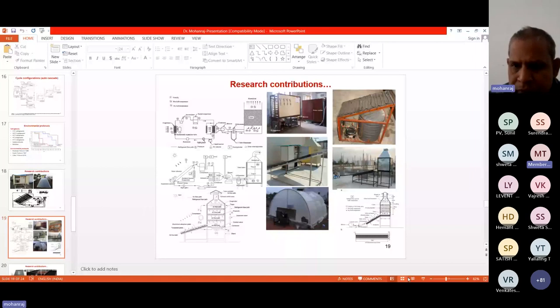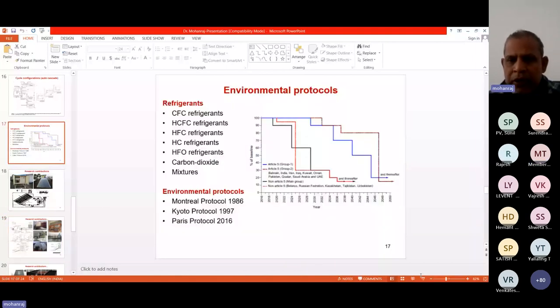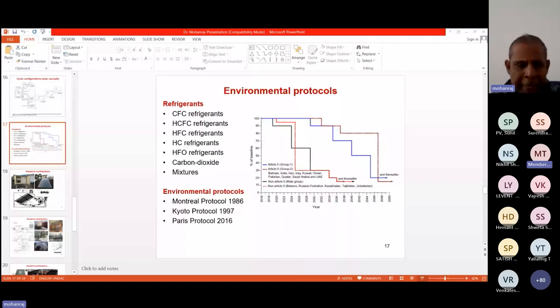We can see slide 19 right now. Now it's okay. 17. Yes, 17 is visible. Okay. Is 18? It's okay.